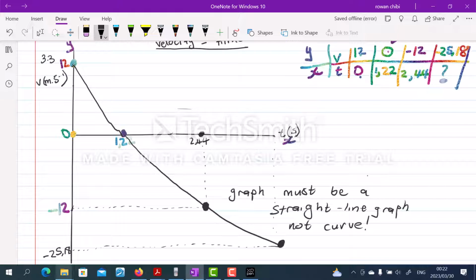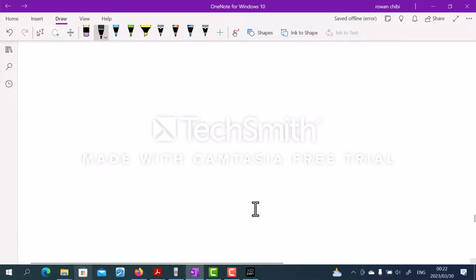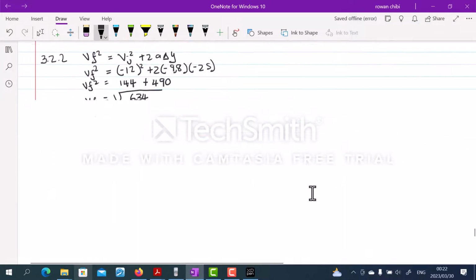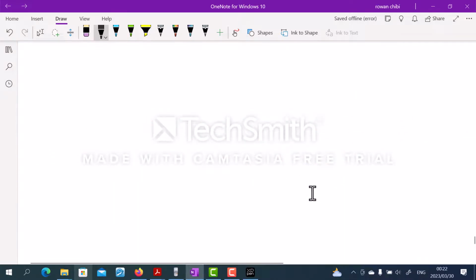So that's how you get your 4 marks. Is it a 4 marks? I think it was a 4 marks question, or it was a 3 marks. So 1 mark is for the velocity, initial time taken to reach the maximum height, velocity when it strikes the ground. So they will give you 3 marks for the graph.